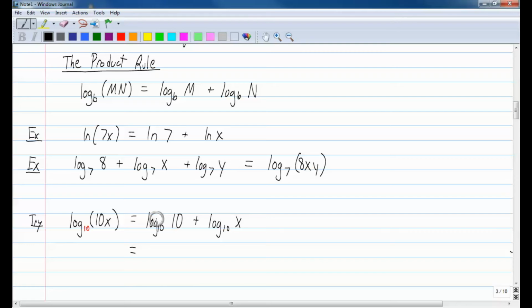Now, can I simplify log base 10 of 10? What is the power here? If it's not written, it's understood to be a 1. That's right. So, if this base and this base match up, the answer is 1. So this is 1 plus log base 10 of x. Okay?